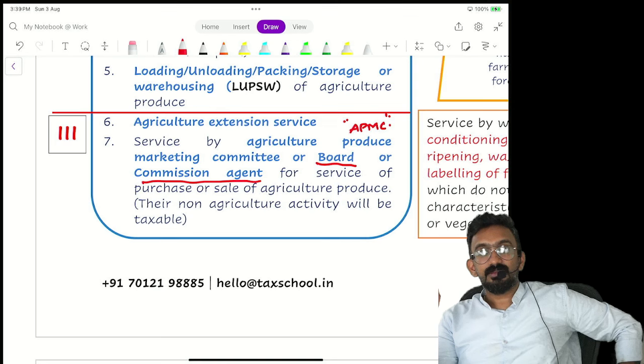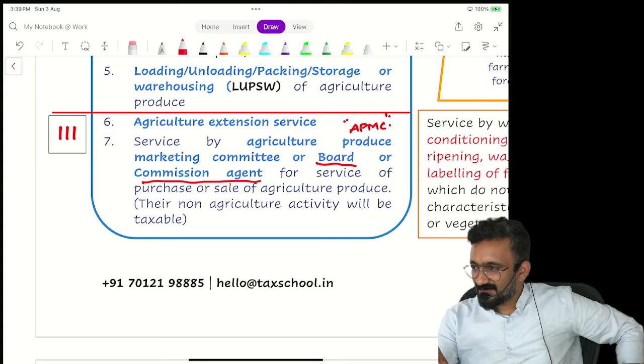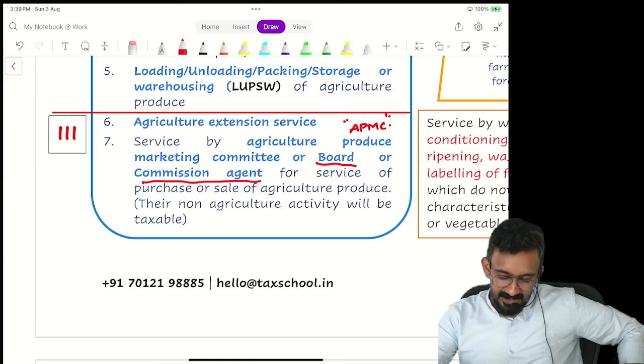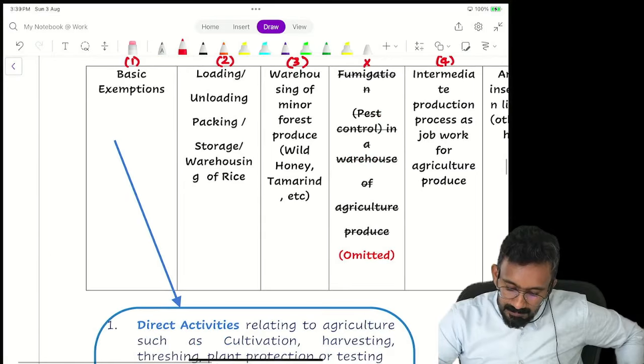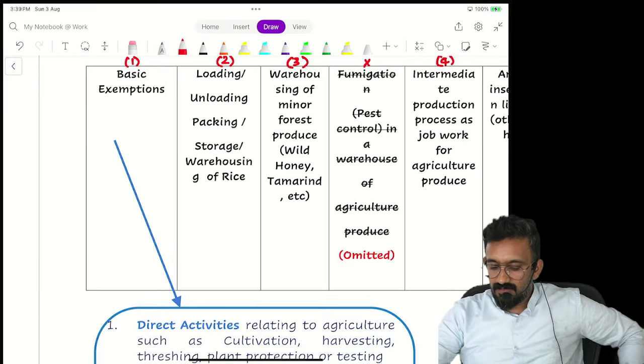Say a Rubber Farmers Association is doing an annual conference of farmers. Would it be taxable or exempt? That could be taxable, because that's not an agriculture activity. Now look at warehousing, point number 3. Warehousing of minor forest produce is exempt.